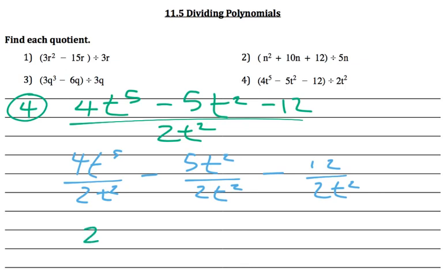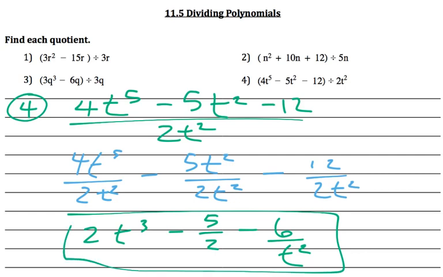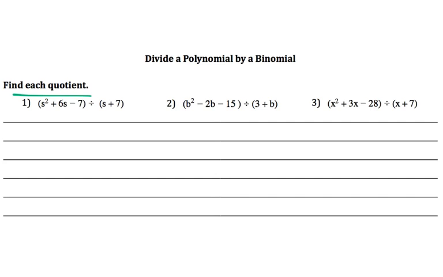The left one simplifies to 2t cubed minus 5 over 2 minus 12 over 2 becomes 6 over t squared. And that's how you would do that one. So that's only 5.5 minutes. Let's move on to these next types of problems.